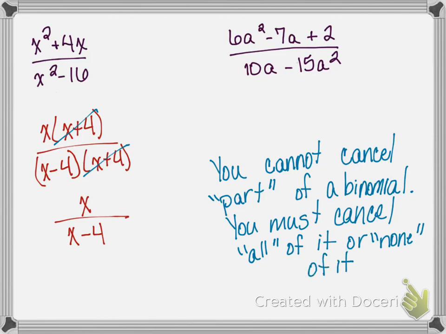Okay. You cannot cancel part of a binomial. You must cancel all of it or none of it. Okay? So here, look at my x plus 4 and my x plus 4. I canceled that entire binomial. I can't cancel the x in the numerator and the x in the denominator because the x in the denominator is part of this binomial, x minus 4. This is a very common mistake that students make, so I want you to be careful with that right there. It's a very, very common mistake.